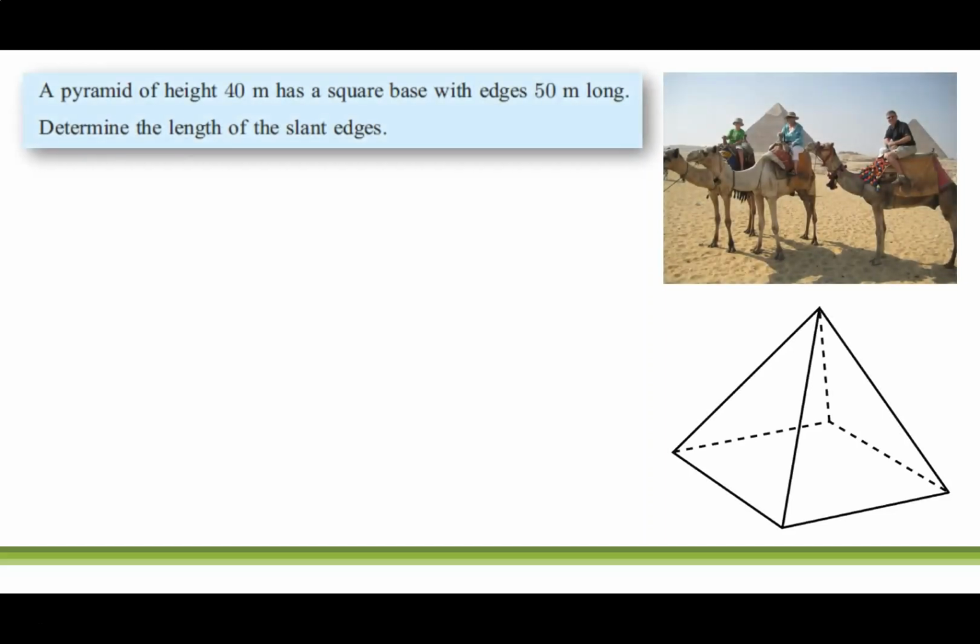Okay, so now we're going to take a look at a pyramid. A pyramid has a height of 40 and its square base edges are 50 long. You may have seen pyramids before. Hey, what's that up there in the upper corner? Those are pyramids for sure, and I think you actually know a couple of those people there. It was many years ago.